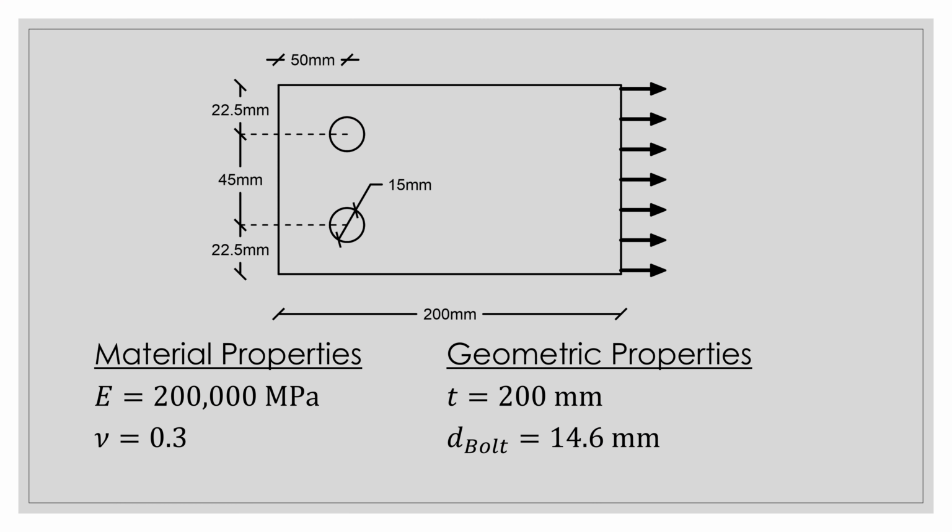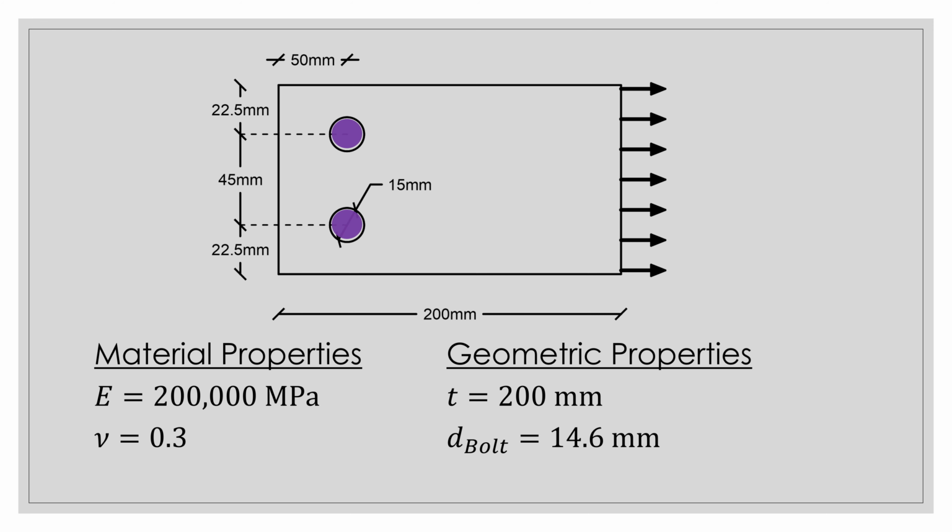Looking at our plate, we can see that it's a very simple plate. It has two holes in it, and it has material properties very similar to steel, with the Young's modulus being 200,000 MPa and a Poisson's ratio of 0.3. If we look at the geometric properties of the plate, the plate thickness into the page is 200 millimeters, and referring to the figure above, there are two punched holes in the plate, and each one has a diameter of 15 millimeters.